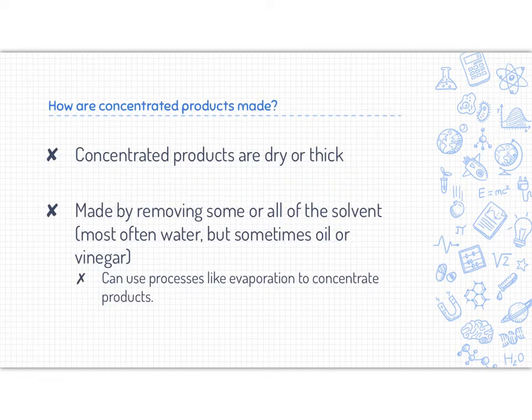How are concentrated products made? So concentrated products can be quite dry, so a powder, or thick. So think about juice from a can, it's quite syrupy. Concentrated products are made by removing some or all of the solvent, which is most often water, but can sometimes be oil or vinegar. And to do that, we can use processes like evaporation to concentrate products.